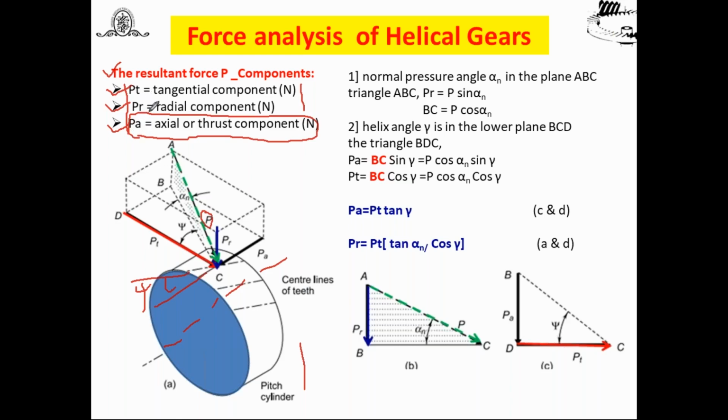Again here, how to find out PT? Same approach that you can use like a spur gear: from power, calculate first the torque, then from torque get PT, the tangential force. Once you know PT, it has a relation with PR and PA, so we can easily find out PR and PA. We will see how.